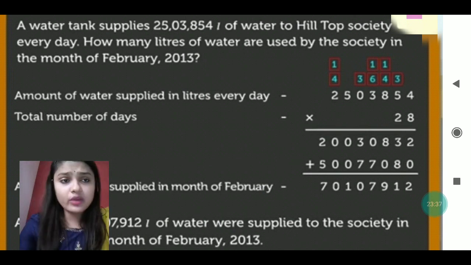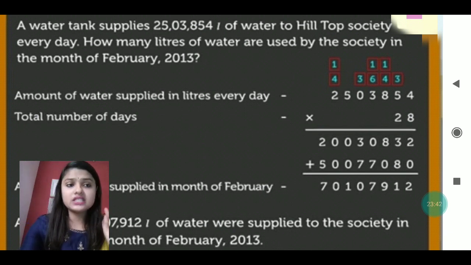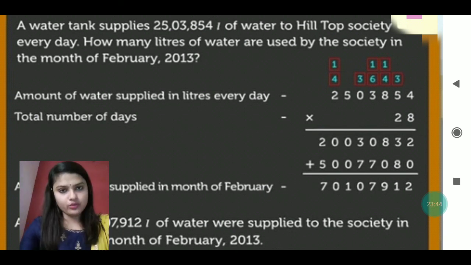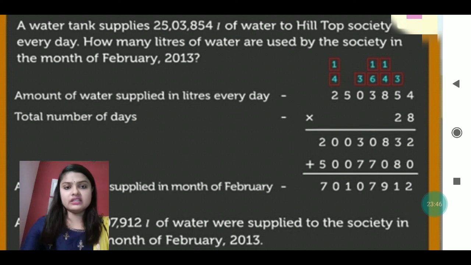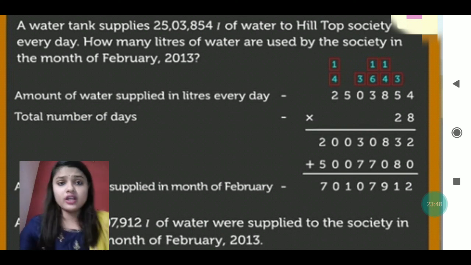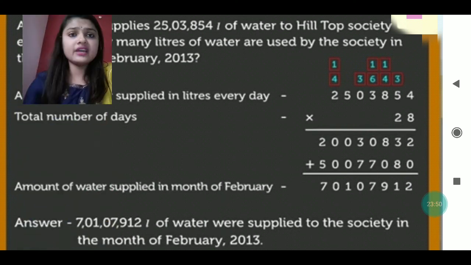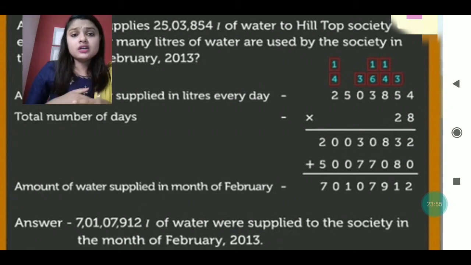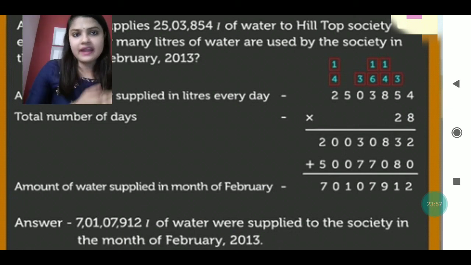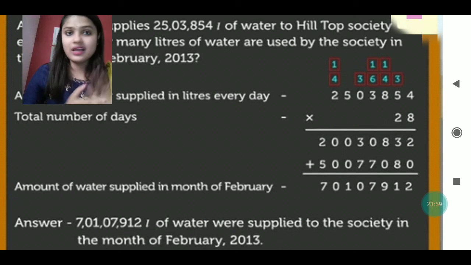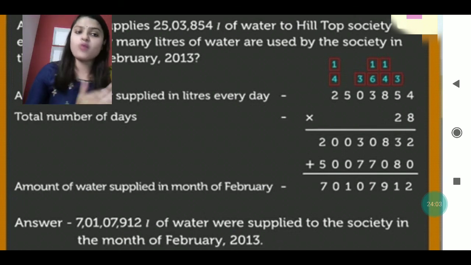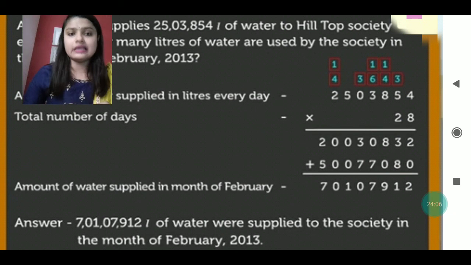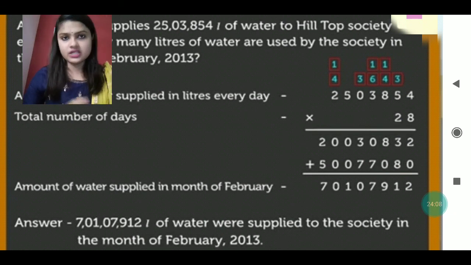So when we have calculated both, we have got the total, that is 70107912. This is the total which we have got. So what will we write after this, my dear? We will write that the amount of water supplied in the month of February is what we have calculated. In the last, therefore, this many liters of water were supplied to the society in the month of February 2013.